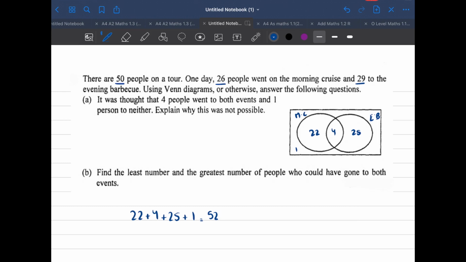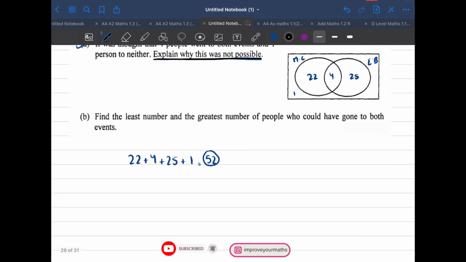Which means this was not possible. You get this? By this information, I'm getting the answer 52, but the question states that there were 50 people, which clearly shows that this was not possible. Do you get this? Now, part B. Find the greatest and least value of the number who could have gone to both events.